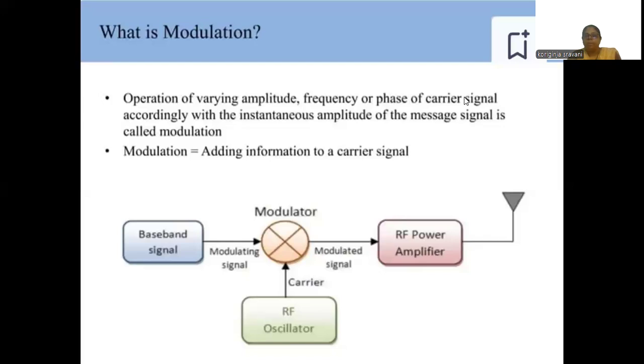To avoid that problem, we'll mix or add this signal to a high frequency signal, which is known as the carrier signal. The low frequency signal we call the baseband signal, message signal, or information signal. To send it over large distances, we add this low frequency signal to a high frequency carrier signal. The combining of a low frequency signal with a high frequency signal is known as modulation.